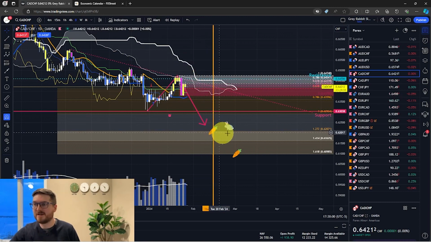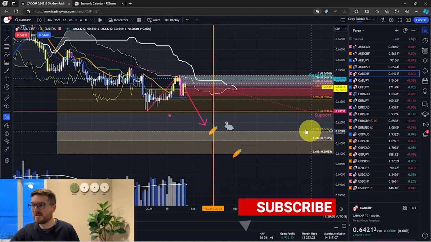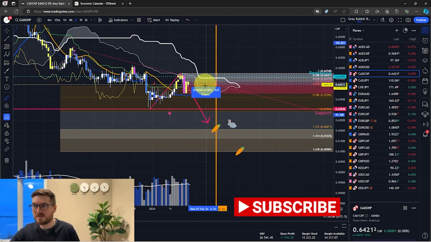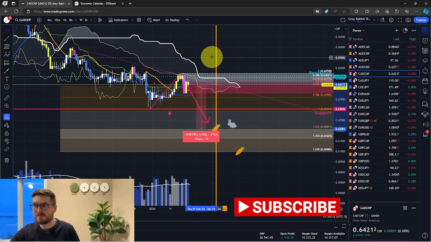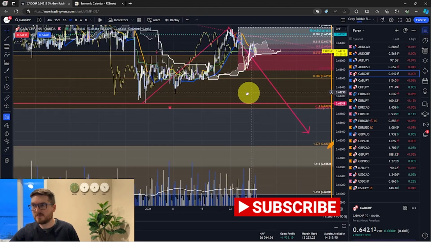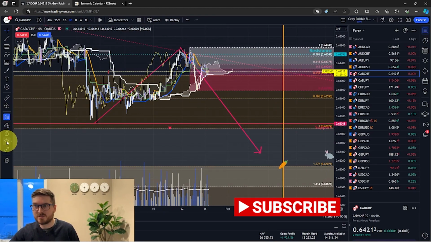My target right now is going to be down here at the 1.272 Fibonacci extension level. And so right now from the current price, that's about 213 pips, okay? And if we look at the 4-hour chart, let me show you guys this. Let me just turn these drawings off.